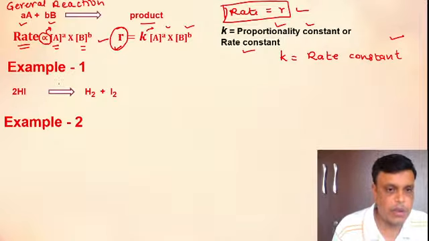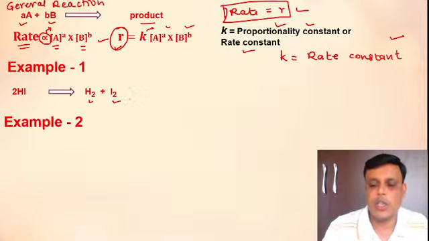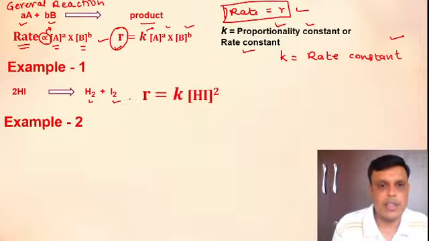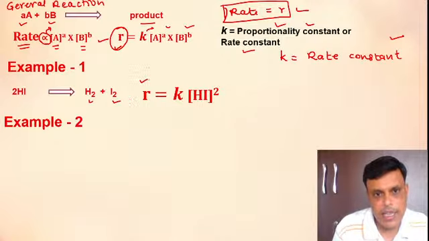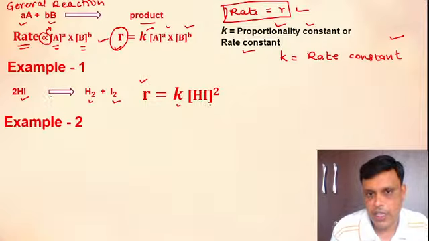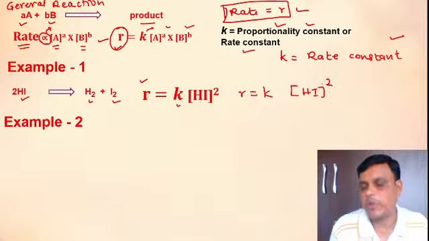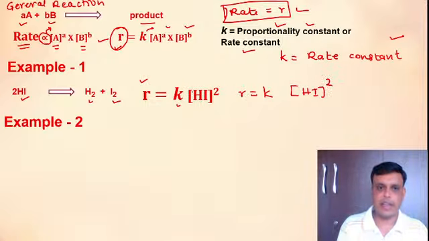So 2HI gives you H2 plus I2. So R is equal to, how will you write this? R is equal to proportionality constant K, then molar concentration of reactant. Here only one reactant is there, HI. So molar concentration of reactant HI, and you have to give the power side. So R is equal to K [HI] square. In this way you will write the rate, R is equal to.